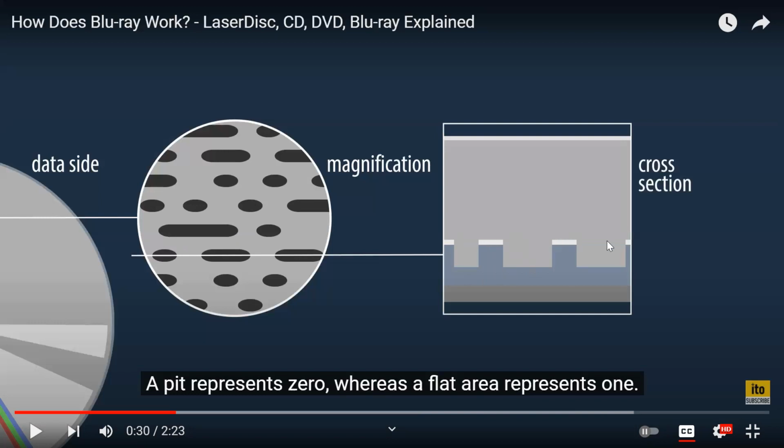Other places are flat areas. So later you will see what is indicated by a pit and what is indicated by flat areas.